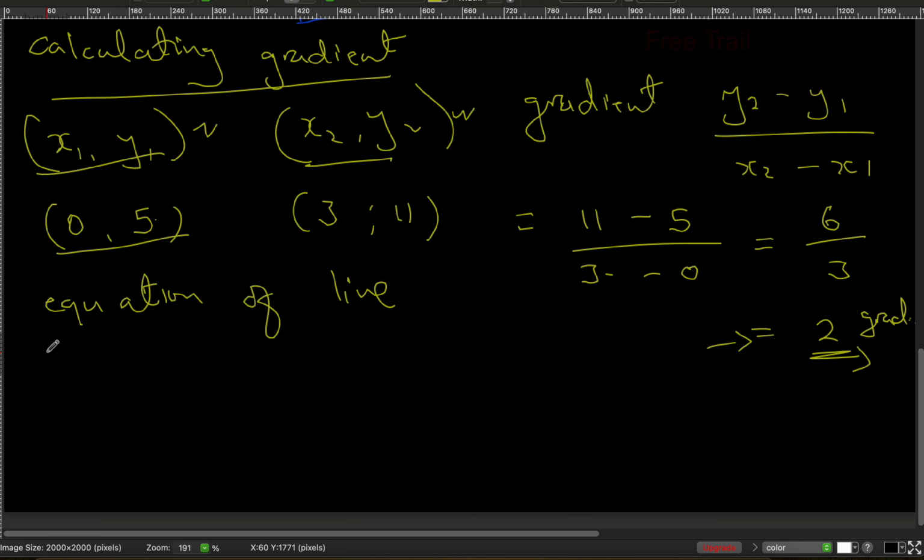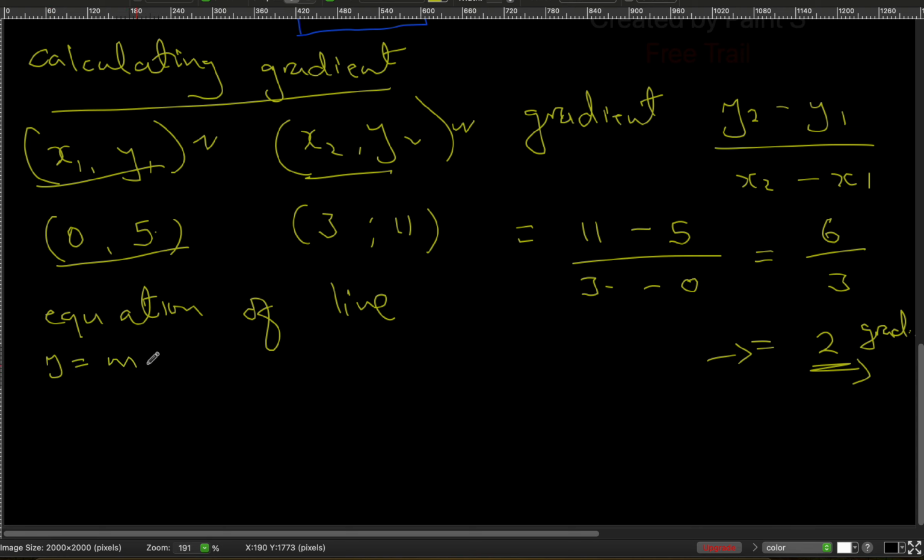If I pick this point, y equals mx plus c. I know my m is 2. So that's 2 times x. X is 0, y is 5, plus c. So to find the value of c, 5 is equal to c, because 2 times 0 is 0 here. So I will write my equation as y equals m, which is 2, times x plus c. C is 5. This is my equation of the line.